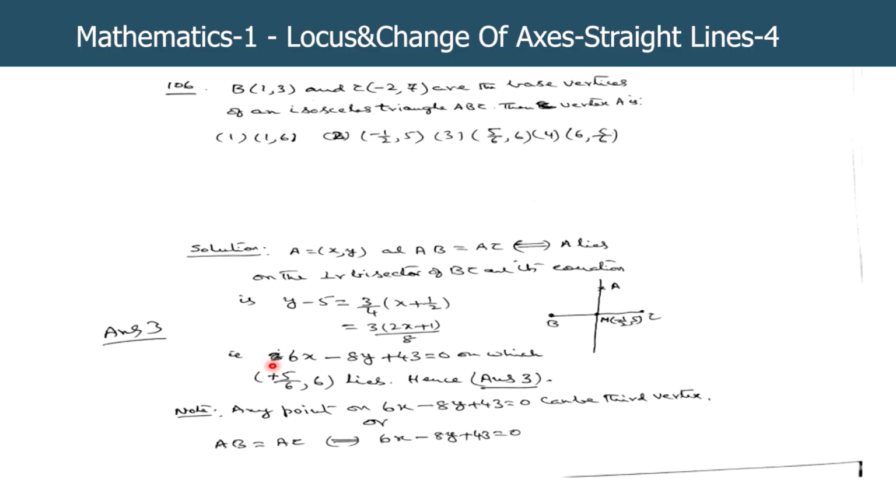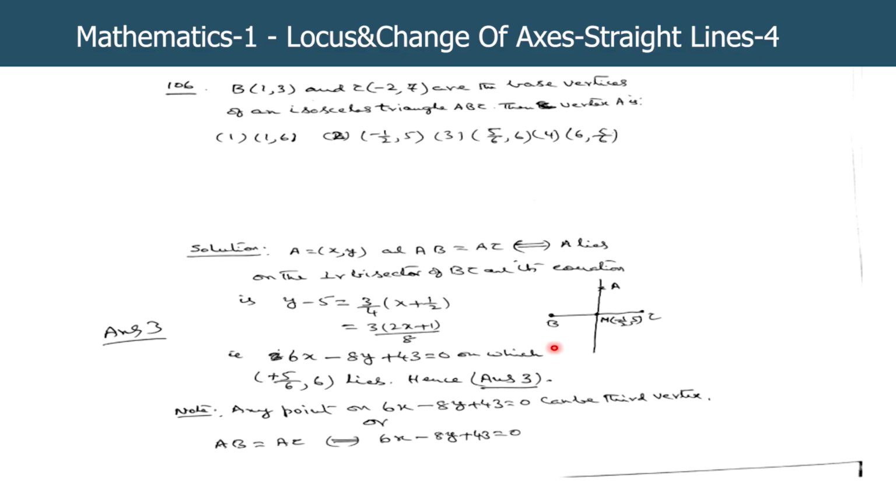So that is 6x minus 8y plus 43 equal to 0, on which the point (5/6, 6) lies. Hence, the answer is 3. So the correct option is option number 3.